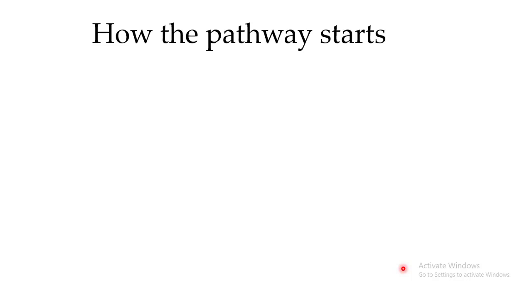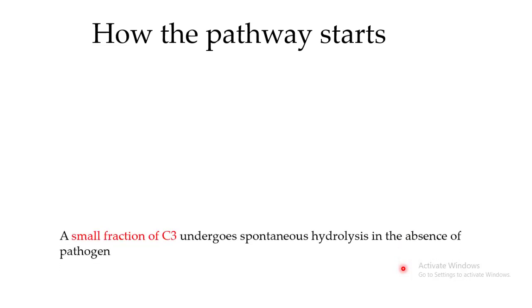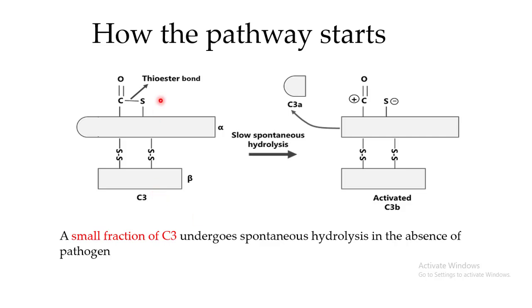So how does this pathway start? When you talk about the C3 protein, a small fraction of the C3 undergoes spontaneous hydrolysis in the absence of pathogens. So what you are going to see is that if this is the C3, a slow spontaneous hydrolysis is going to give you the C3a, the smaller fragment, and an activated C3b. So this hydrolysis of the C3 into the C3a and the C3b is spontaneous hydrolysis.